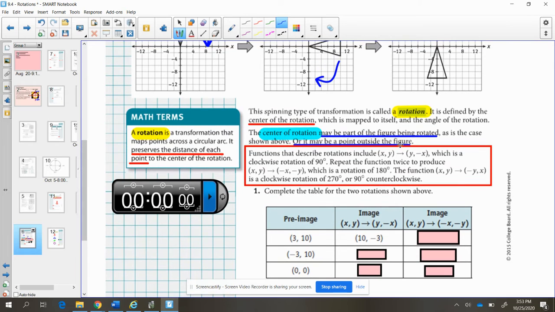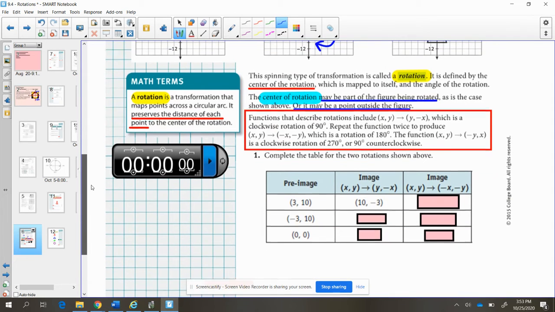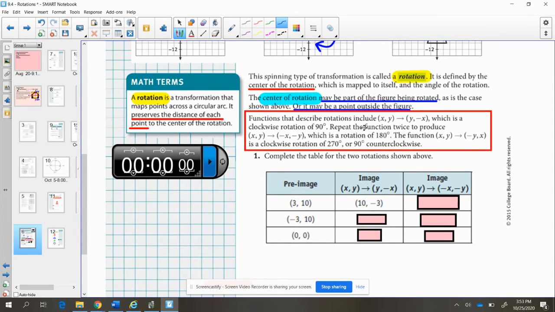Now, our center of rotation is the part that we're rotating around with our figure. For the most part, we like to talk about these being rotated around the origin, aka 0, 0 on our graphs. Now, in order to show this rotation, we have some function notations associated with each, and these are really, really important that you keep track of. So if you have a cheat sheet going, you may want to write these down.